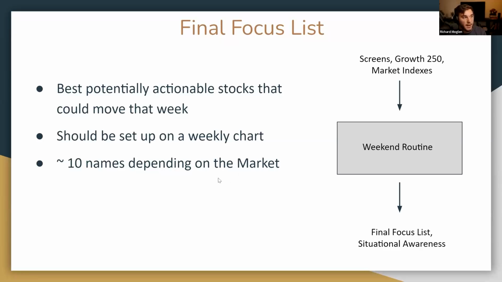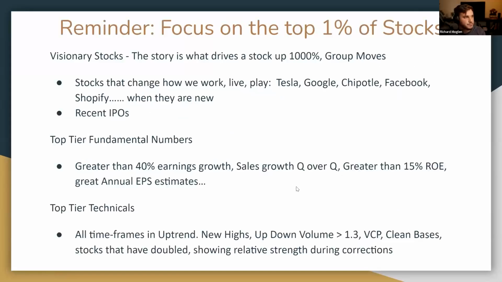Depending on the market, my final focus list will have around 10 names, usually a little bit more than that. But when the market isn't so great, there could be 5 names, there could be three names, there could be none. But when the market's really going, setups are really working, breakouts are moving quite quickly, it could be a little bit bigger than those 10 names. So this is kind of the final output from that weekend routine, and it's really important that you have this so you're ready to trade.